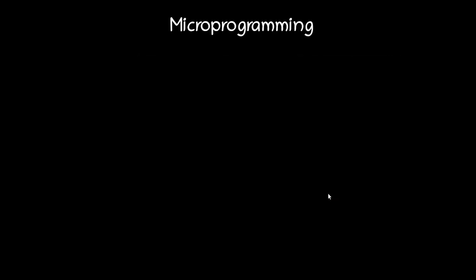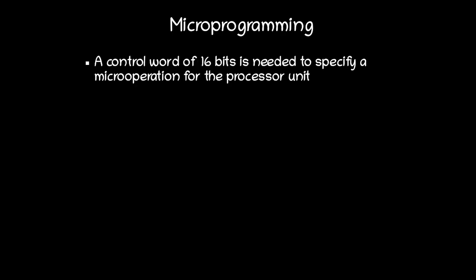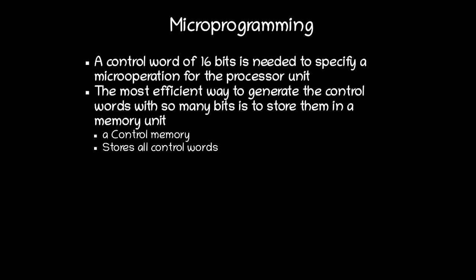Then next we have to explain one more terminology, microprogramming. So in our example, a control word of 16 bits is needed to specify a microoperation for the processor unit. The most efficient way to generate control words with so many bits is to store them in a memory unit called a control memory. So that can store all the control words.